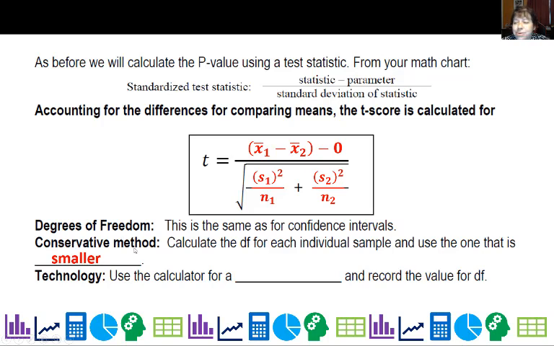Although we hardly ever use that, honestly. We tend to use the calculator because it'll give you a higher degrees of freedom, which allows you to be a little more precise on your p-values. And also when you're doing confidence intervals, it allows you a tighter confidence interval.